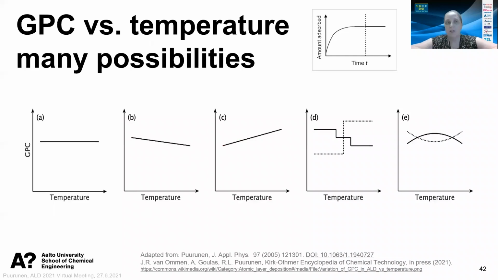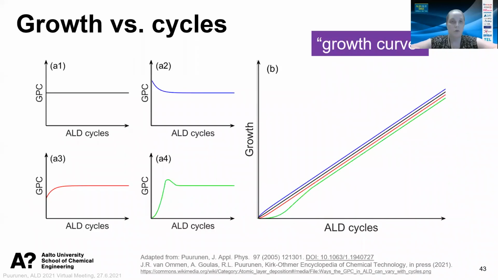If you look at the trends with growth per cycle with temperature, there are many possibilities. And in all of these possibilities, you still can fulfill this ideal ALD case where the amount adsorbed increases and stabilizes to a constant after that. Also, if you look at growth versus cycles, which people call the growth curve, the amount of material versus the number of cycles, here you can also have many different trends still fulfilling that ideal ALD of saturating and irreversible reactions.